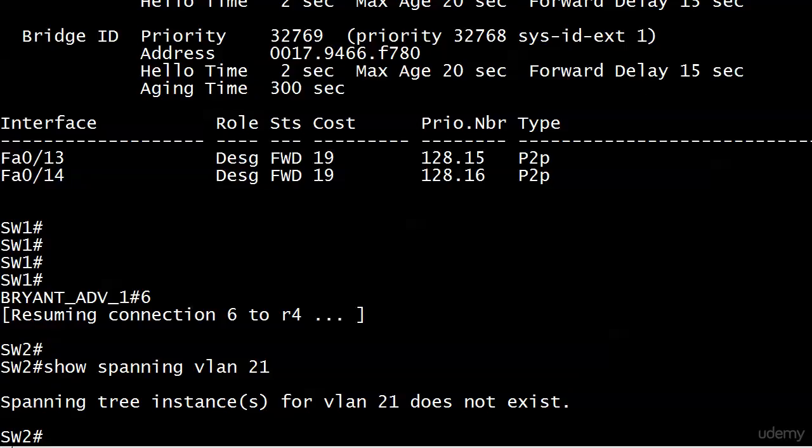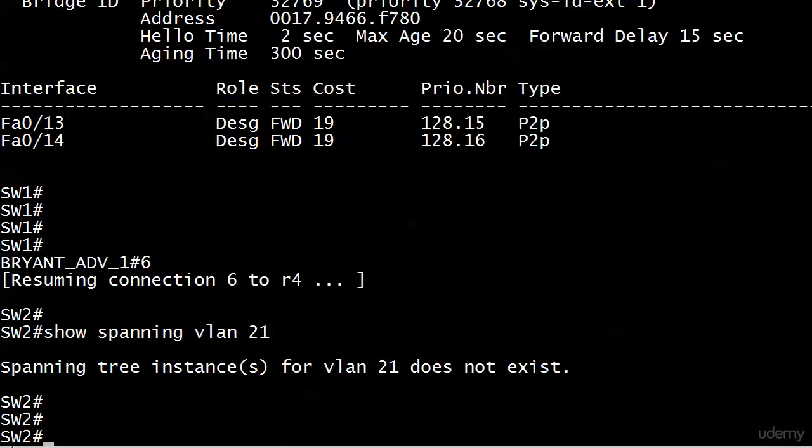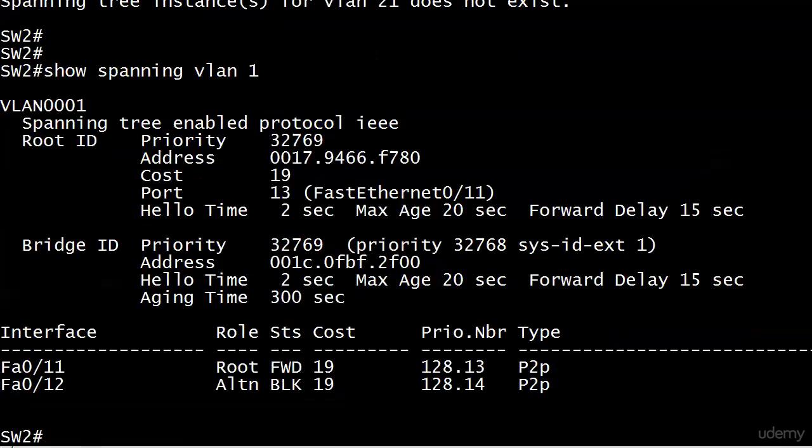But this spanning tree instance, because we are running per VLAN spanning tree, each VLAN will have its own instance of spanning tree running. And since there is no VLAN 21, then the spanning tree instance for VLAN 21 cannot be created. It does not exist because VLAN 21 does not exist. With that in mind, let's type the number 1 correctly this time and see what we get.